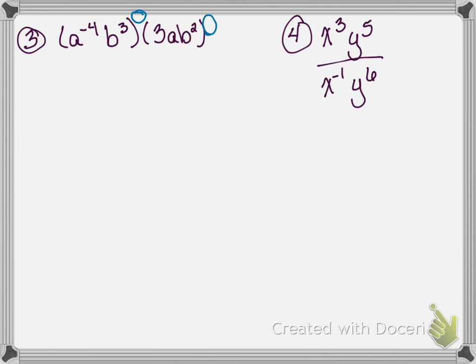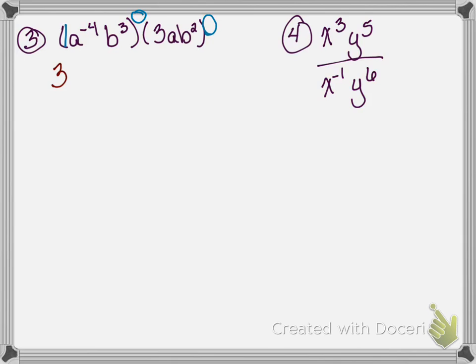I've got an expression multiplied by another expression. What number is in front of that a to the negative 4? Good. There's a 1 right there. So what I'm going to do now is multiply my 1 times my 3. Now, if either of those were raised to an exponent, I would need to deal with that first. But neither one of them is raised to an exponent. So I'm just going to do 1 times 3.